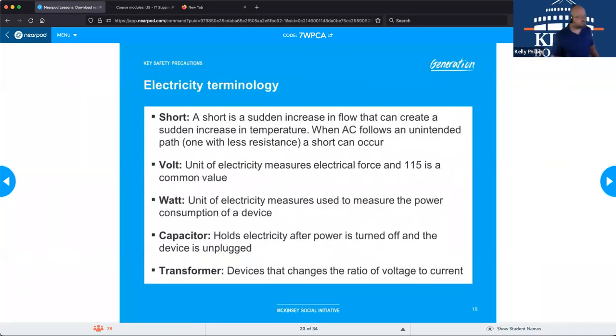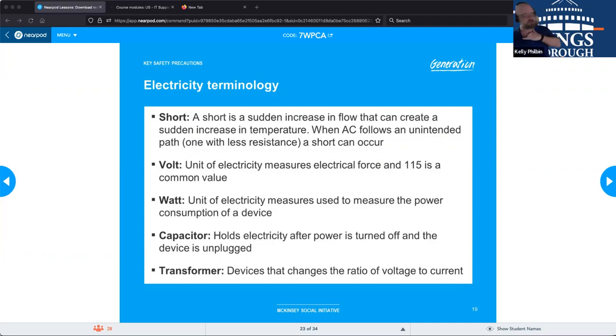Certain terms we need to be aware of: a short, which essentially is a sudden increase in the flow that can create a sudden increase in temperature. It's where that burning comes in. Then you have a volt, which is your basic unit of measure. That is a unit of electricity, measuring the actual force of the electricity being pushed through a line. 115 is the common value, or 110, like I was just speaking of, and that is typically the unit used here in the US. Europe especially operates off of 220, most of Asia, and I think parts of South America as well, if I remember correctly. A watt is the unit of electricity used to measure the power consumption of a device itself.